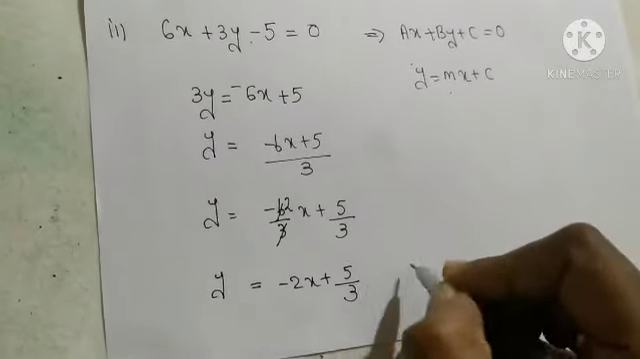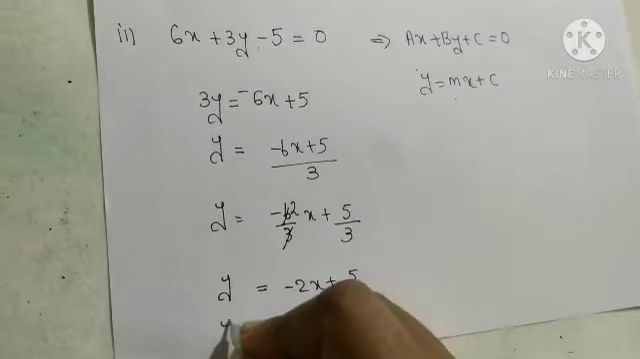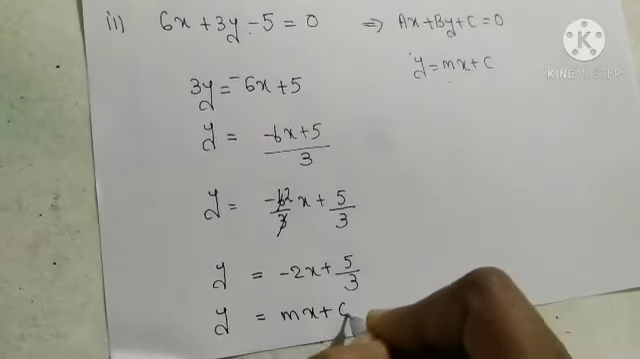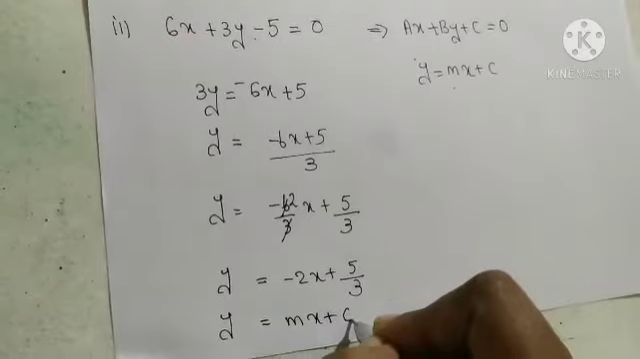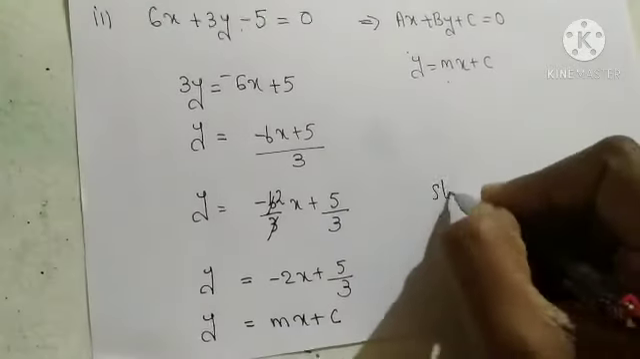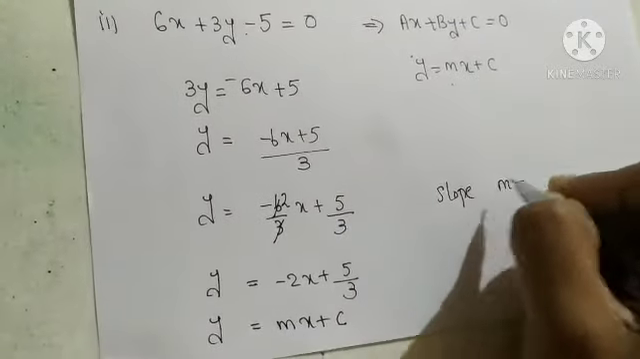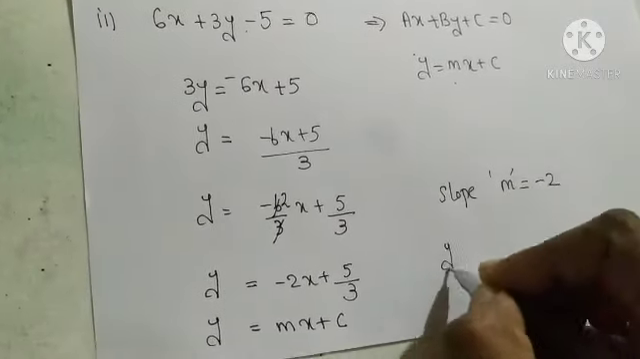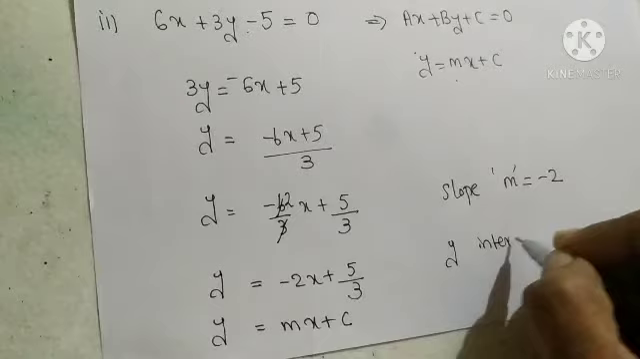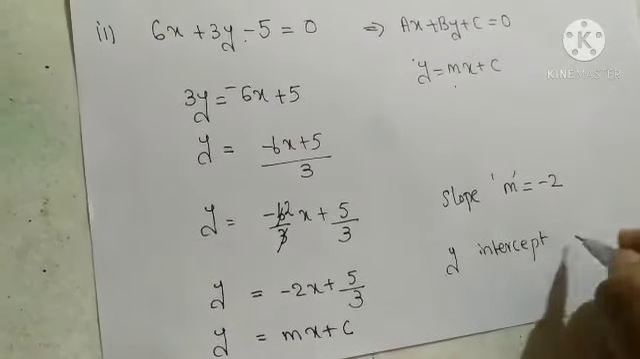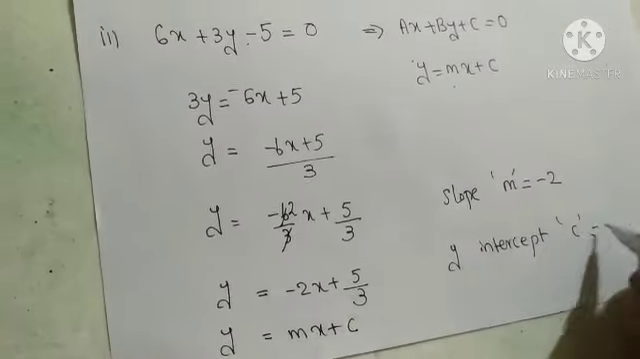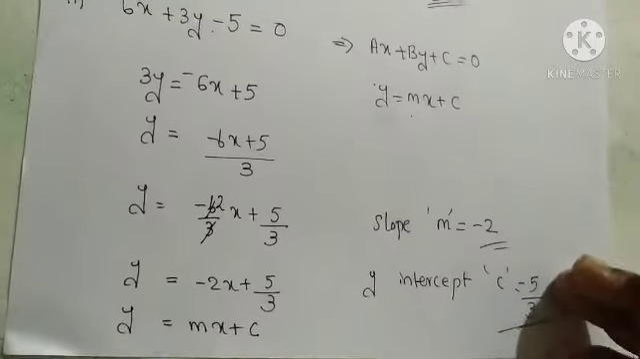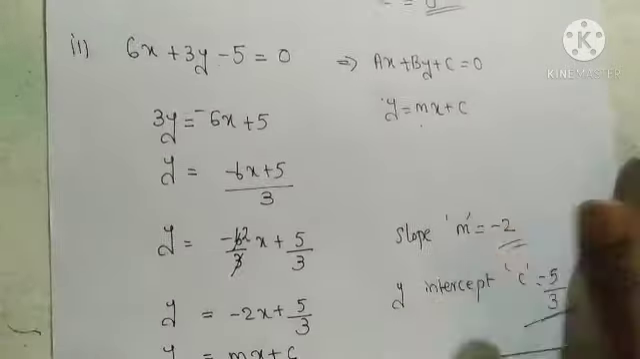Next I am going to compare this equation with the slope-intercept form, that is y equal to mx plus c. Here slope m is equal to the coefficient of x, that is minus 2, and y-intercept, that is c, is equal to 5 by 3. Okay, so this is our final answer. I hope you understood this question.